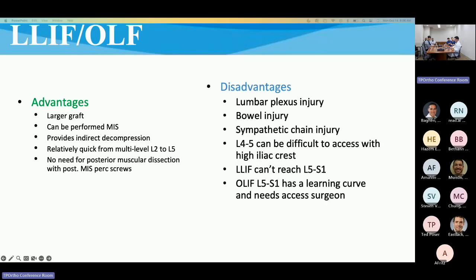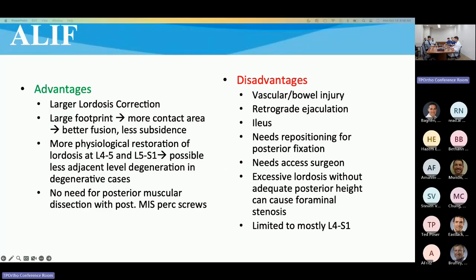So that's lateral. ALIF, by comparison, is a great operation. I think you get the best lordosis there. Obviously, you're releasing the ALL, you get large implant footprints, better fusion, less subsidence. It allows you to get a much more physiologic restoration from L4 to S1, where most patients are going to need the majority of their correction. And similar to lateral, you don't need a posterior muscle dissection.